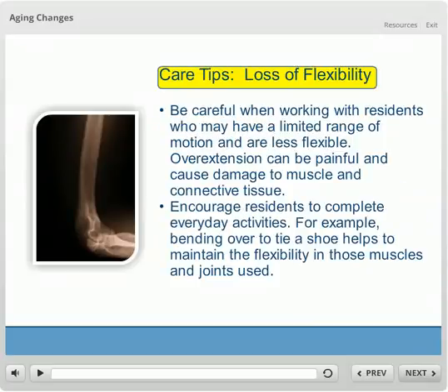Care tips: loss of flexibility. Be careful when working with residents who may have a limited range of motion and are less flexible. Overextension can be painful and cause damage to muscle and connective tissue. Encourage residents to complete everyday activities. For example, bending over to tie a shoe helps to maintain the flexibility in those muscles and joints used.